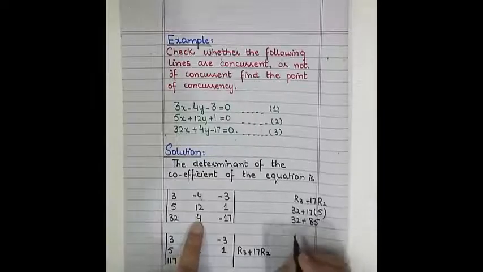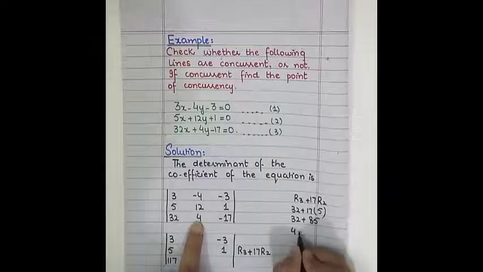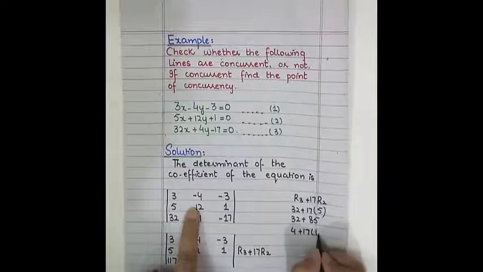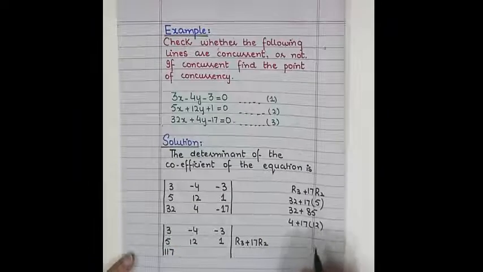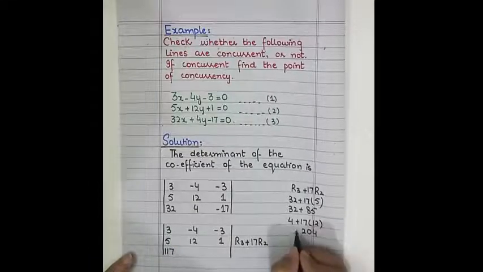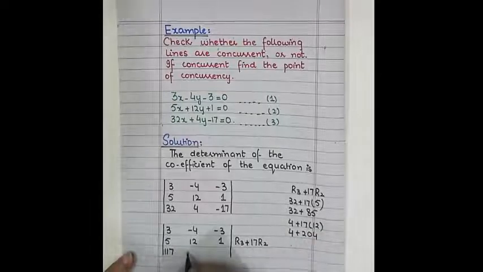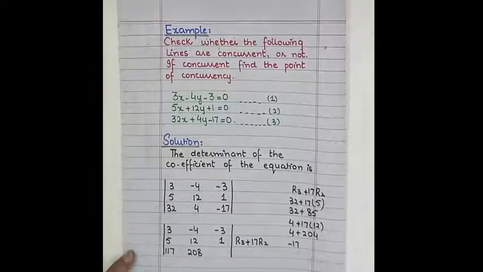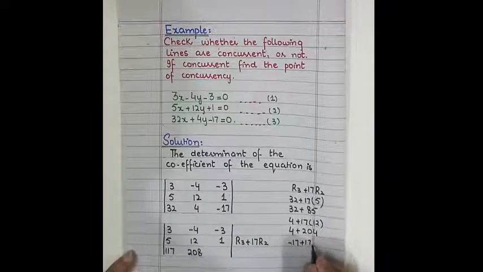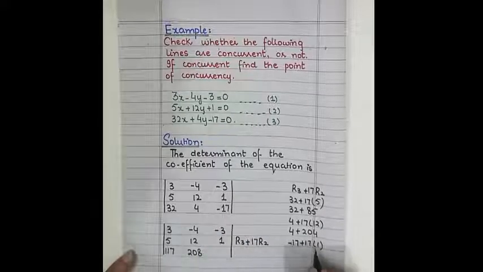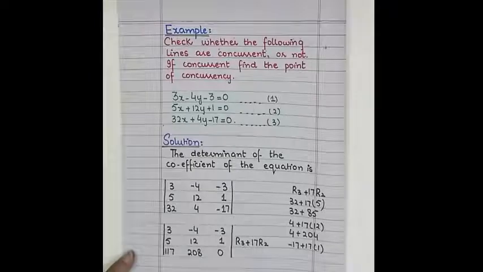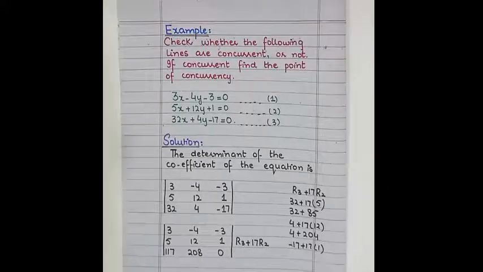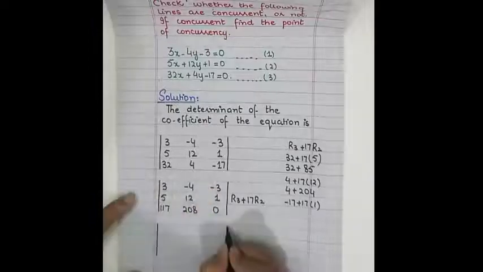Next we have this row. R3 we have 4 plus 17 times R2, which is 12. 17 times 12 is 204 plus 4, which is equal to 208. R3 we have is minus 17 plus 17 times R2, which is 1. So minus 17 plus 17 is equal to 0. So we have made one 0 in column 3. Now we will make another 0 in the same column. Let us make that 0 in row 1 like this.